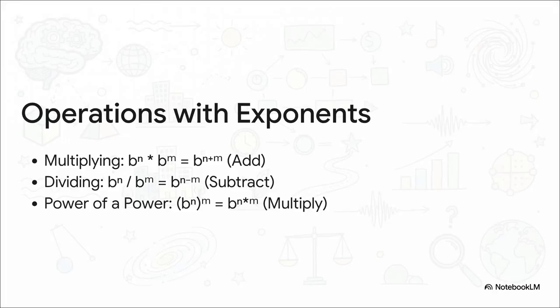Okay, so now we can start forming simple sentences. When you multiply two terms that have the same base, you just add their exponents together. Easy enough. When you divide them, you subtract the exponents. And if you raise a power to another power, you just multiply them. See? It's a simple, really consistent set of rules for combining our new words.